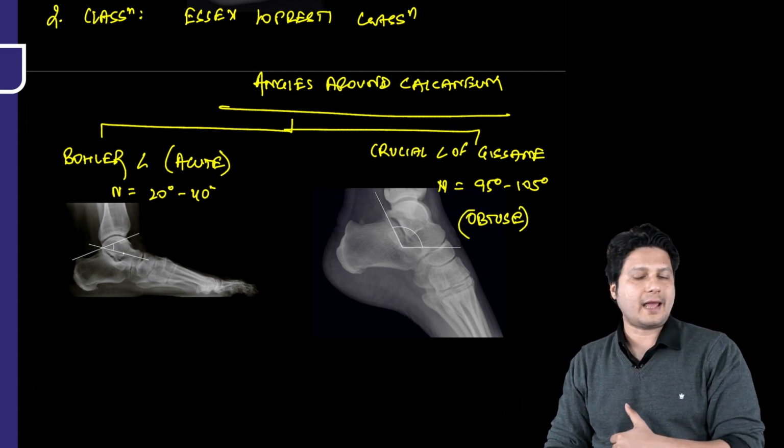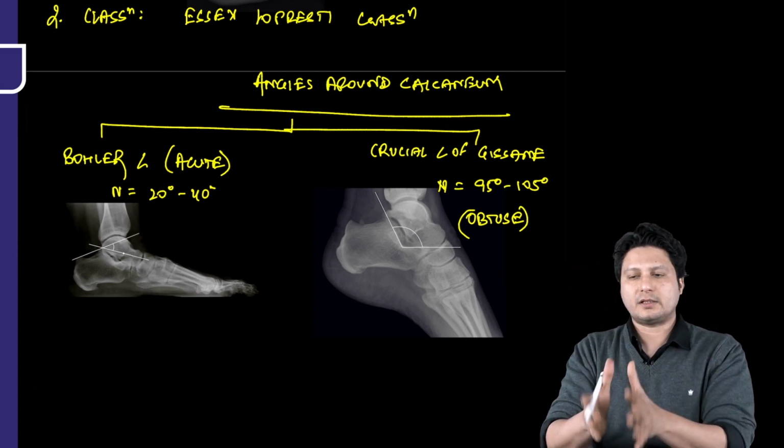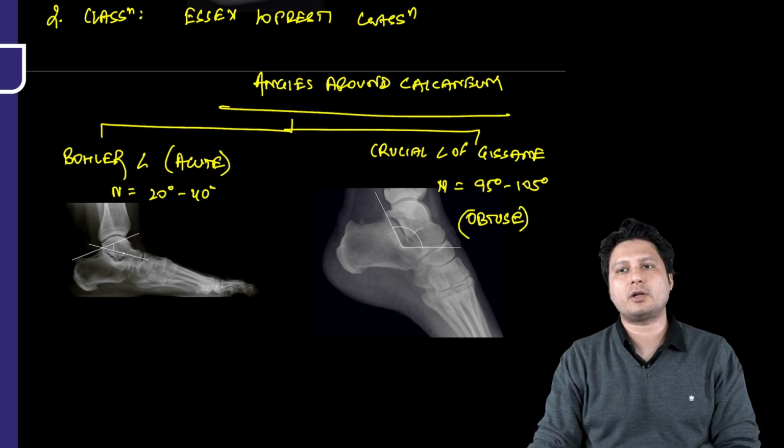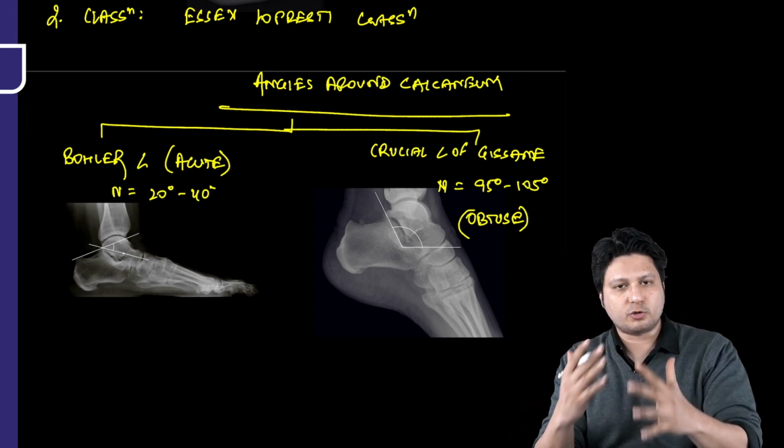Why am I writing the word acute and obtuse? So it becomes much easier for you to identify whether the fracture is Bohler constructed or Gissane constructed. Otherwise, you have to remember the names of two lines, and you have to remember 4 points in order to construct those angles.